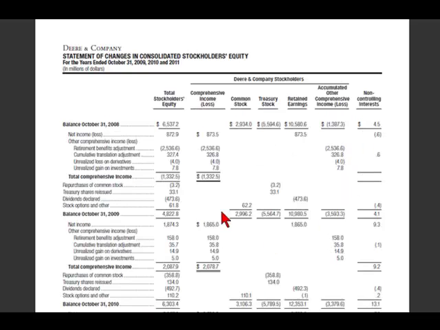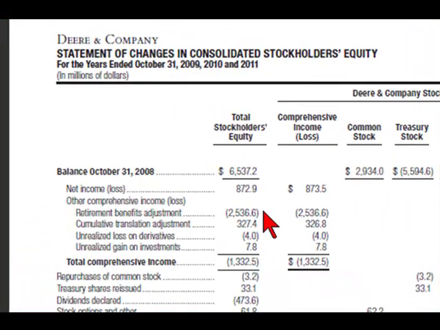Also, when you see amounts in parentheses, that means a reduction in amount. So here we have retirement benefits adjustment. This means there is an adjustment of a lessening of $2 billion and 536 million. Numbers not in parentheses are increases.